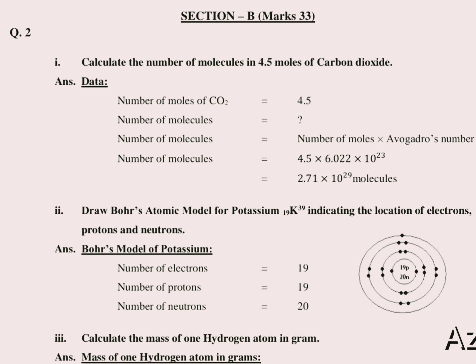Draw Bohr's atomic model for potassium K-39, 19, indicating the locations of electron, proton, and neutron. Here he clearly mentioned that you have to mention electron, proton, neutron. That means you are drawing a nucleus, and you have to mention what is present inside this nucleus. That must be the internal section of your first shell. Then you have to put the electrons.